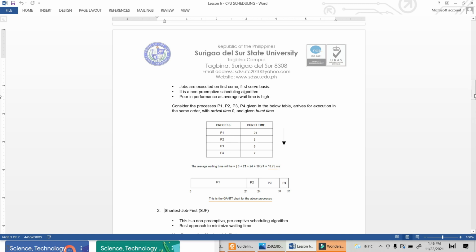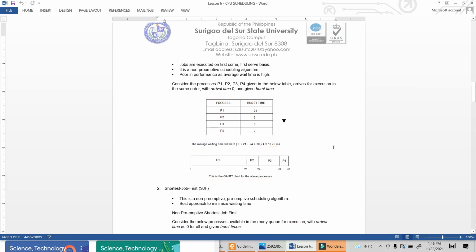Now for the Gantt chart, since we are using first come first serve, of course we really do not consider the burst time. However, we will only consider the job that came first, or the job that arrives first, because the process that arrived first will get the CPU scheduling, or will be the first when it comes to CPU scheduling.